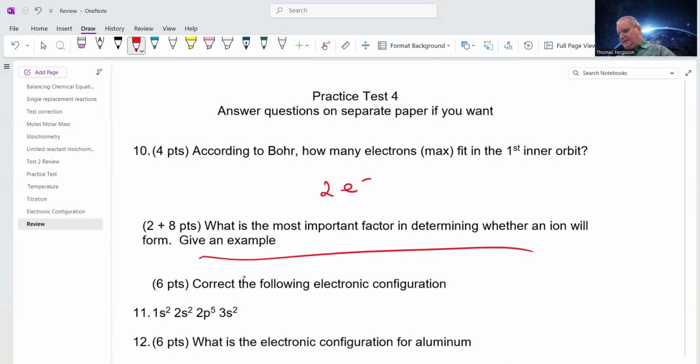Correct the following electronic configuration. What's wrong with that? 2p5. So you can correct this a couple different ways. One is just to rewrite it with 2p6. That's one way.